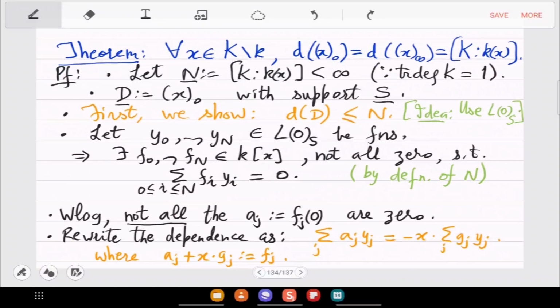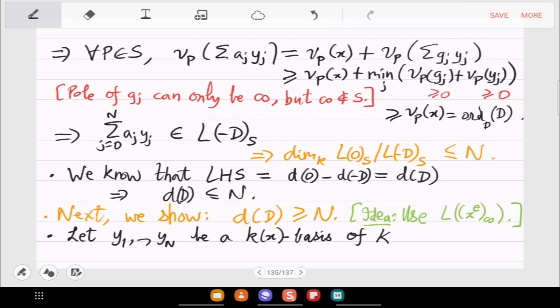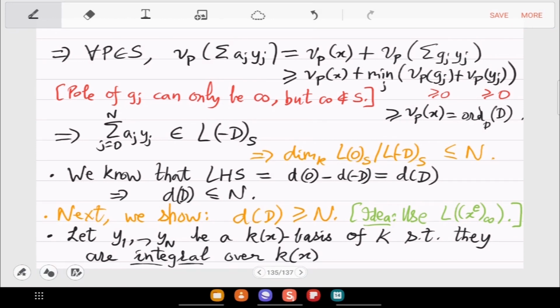Previously we started with n+1 functions. Now we'll again start with a basis. Let y1 to yn be a kx basis of the function field such that these yi's are integral over kx. So we need a basis, but we also need them to be integral.